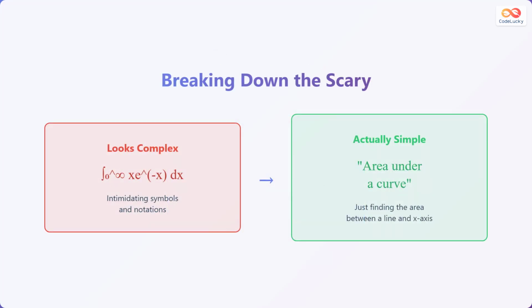Let's break down a seemingly complex expression. On one side, we have the integral from 0 to infinity of x times e to the power of -x dx. This might look intimidating with its symbols and notations. However, it simply represents the area under a curve. It's just a method for finding the area between a line and the x-axis. By understanding the underlying concept, the complex notation becomes much less daunting.